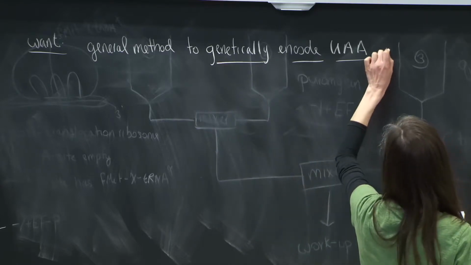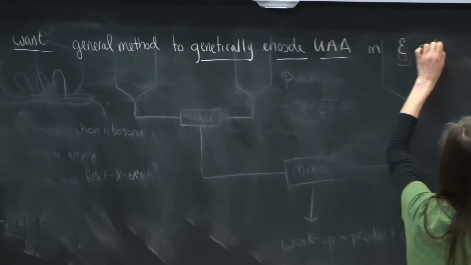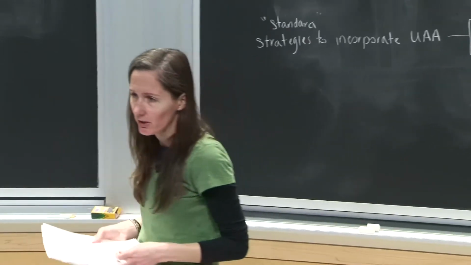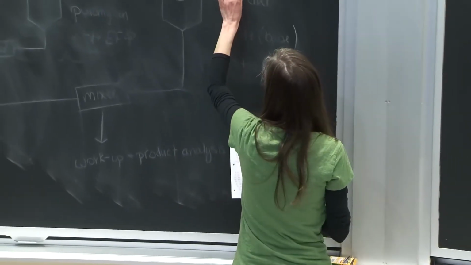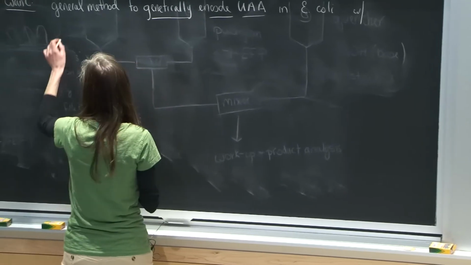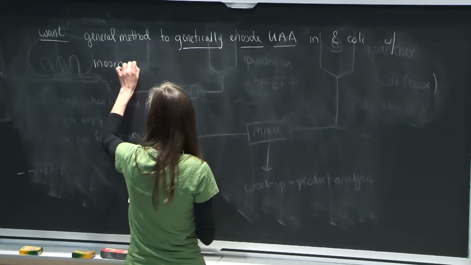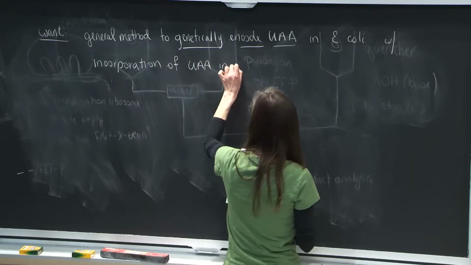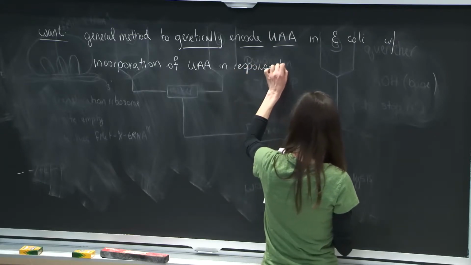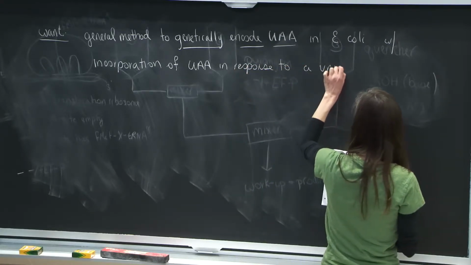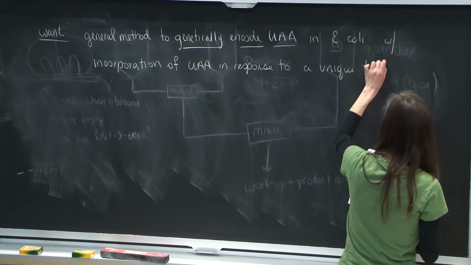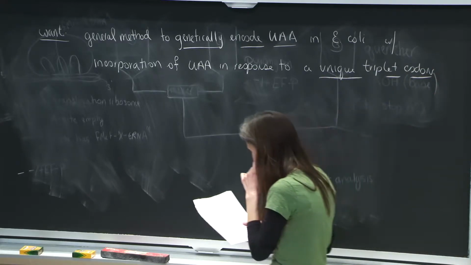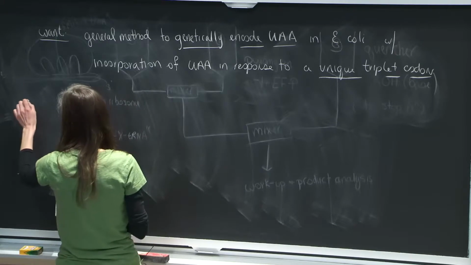And we'll think about E. coli for the moment, but this could be other, so yeast, mammalian cells. Let your imagination run wild with this here. With incorporation of the UAA in response to a unique triplet codon. So if we're going to do this, what do we need?